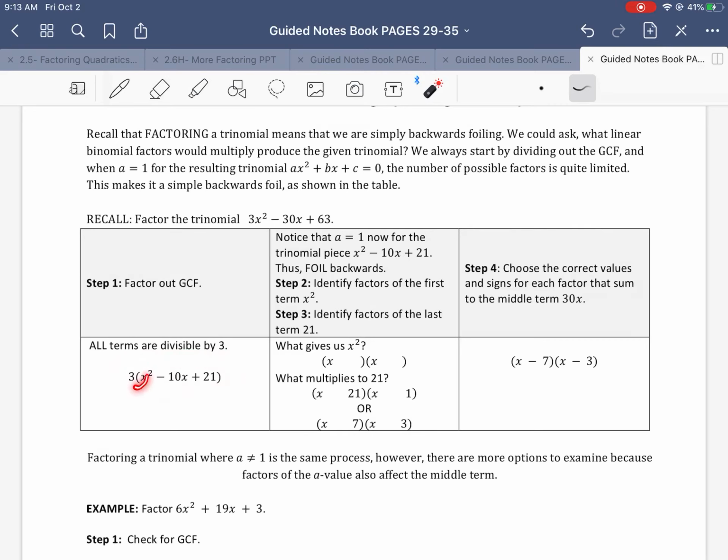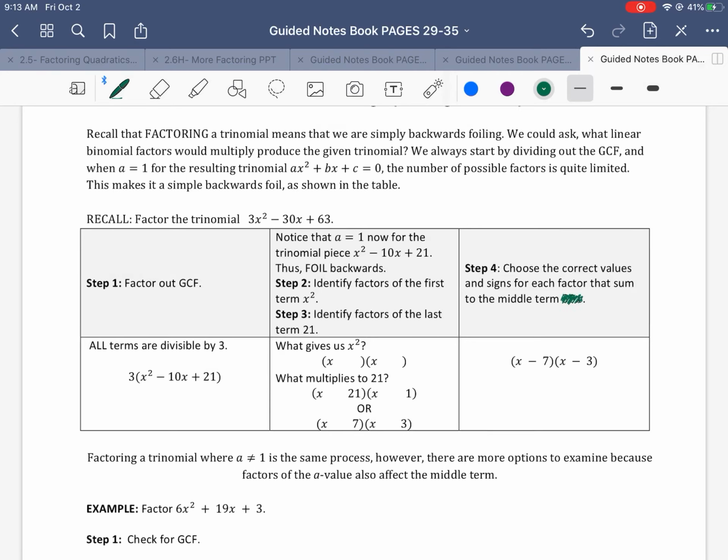Once you do that, in this case, notice that the a value is now 1. So this one's actually pretty simple, like the ones we did before in 2.5. So we just split up the x, right? We get x and x, and we look at the signs. That's a positive 21. So we know that the signs are the same, and they're both going to be negative. And so we just look at the factors of 21, which are 21 and 1, 7 and 3, and we can go ahead and factor that out.